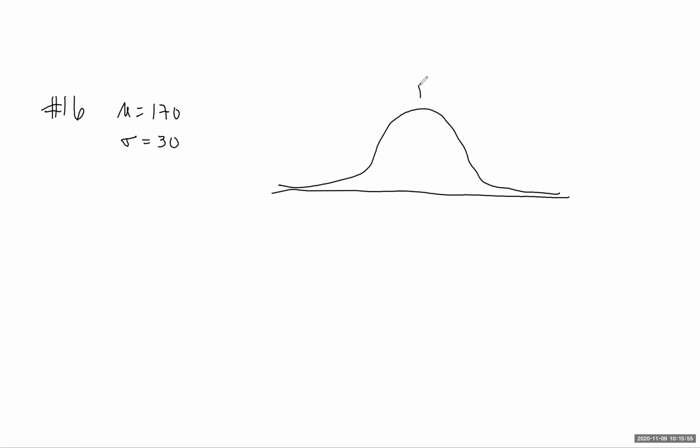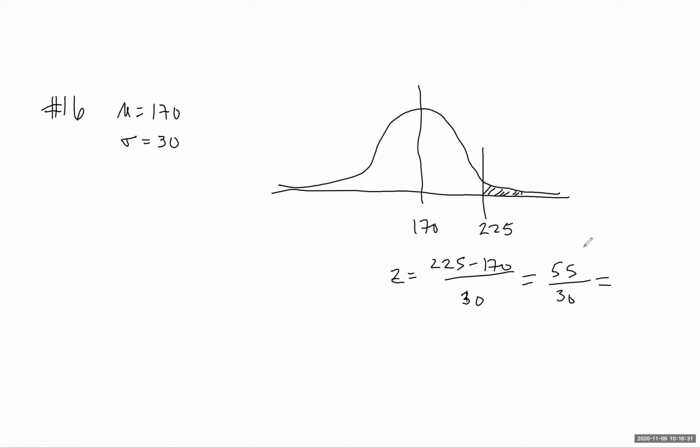Here's our distribution of teenage boys with a mean of 170. We're interested in those that are above 225. We need to find our standard score, so we can look it up in our table, and it's 225 minus 170, dividing that by 30. We get 55 over 30. I'm going to wimp out and use my calculator.